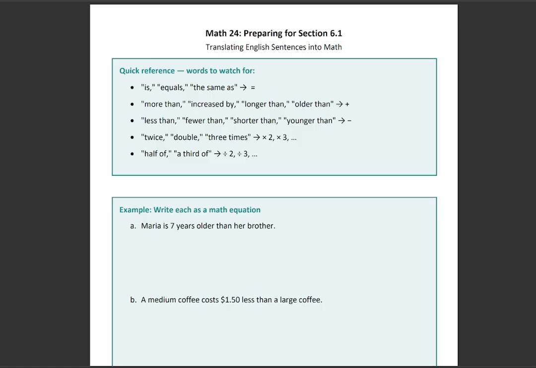So for a quick reference at the top, we have a few verbs that actually have certain meanings in math. If we see the word is, equals, or the same as, that of course means an equal symbol. If we see something like more than, increase by, longer than, or older than, that of course relates to addition. And similarly for less than, fewer than, those types of words mean subtraction. Anytime you see twice or double or three times, we're going to use multiplication, and either half of or a third of, we're using division. So those are the kinds of things to look for.